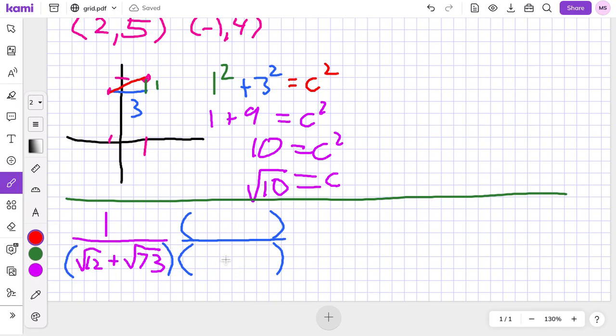We're going to multiply it by the conjugate. That's right. So this is negative, so we're going to do root 12 minus root 73. And you'll see why.